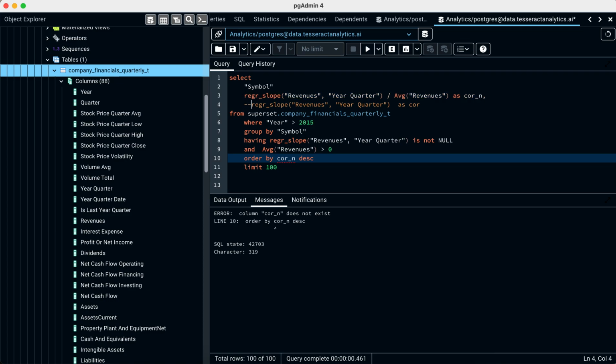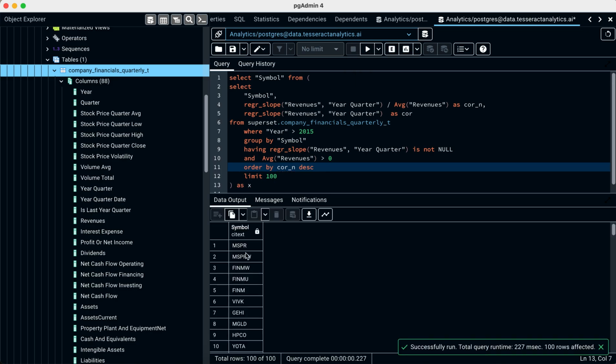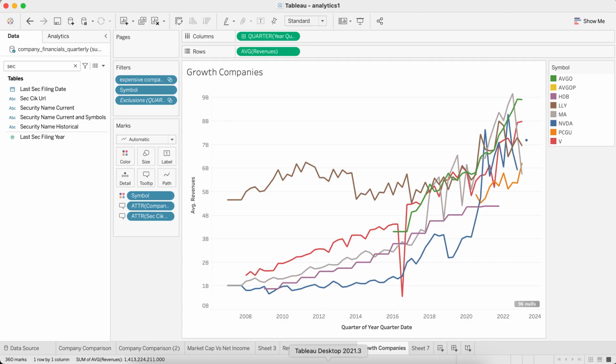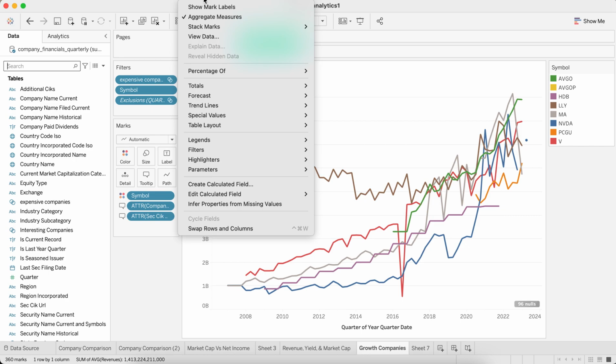Okay, let's do this. Let's leave this here, and then we can simply select symbol from subquery, and there we go. We can now copy these companies. Let's go back to Tableau and create a new set.